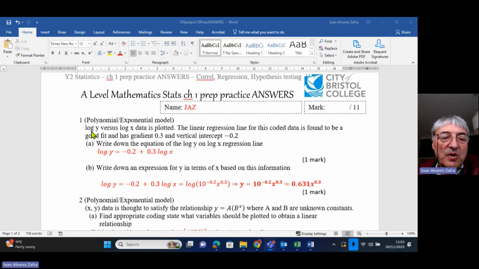Question 1. Log Y versus log X is plotted. A linear regression line for this coded data is found to have a good fit, and the gradient is 0.3 and the vertical intercept is minus 0.2. Write down the equation of the log Y on log X regression line.